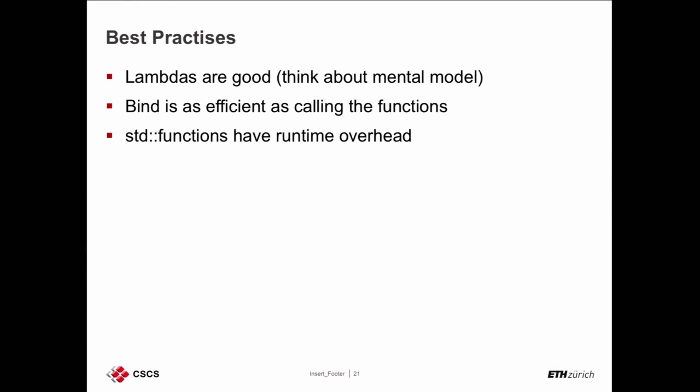Best practices: lambdas are usually good. You can use them. Bind is as efficient as calling functions. It's really efficient, but there are a lot of problems, and you can write code without bind at all, and it will be as efficient. So bind is efficient, but you cannot retarget it to become a function pointer, and so you cannot interface with C libraries, for instance, that take function pointers. And std::functions actually have some runtime overhead, so you should use them with care, especially if it is in the innermost loop of your scientific simulation.